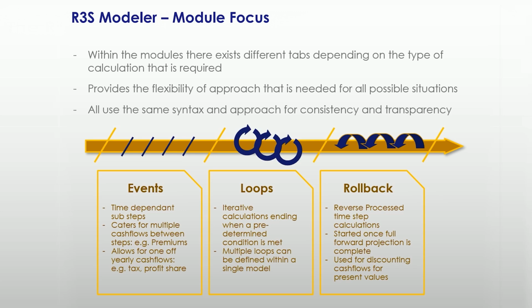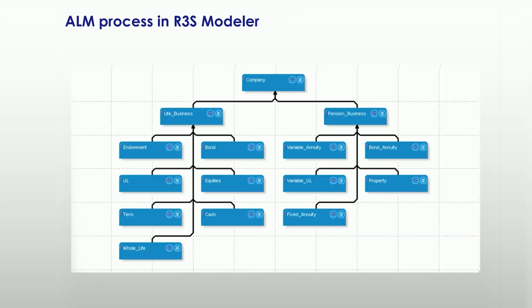The Rollback tab allows for backward time step calculations which are started once the full forward projection is complete. This is usually used for discounting cash flows to calculate present values.